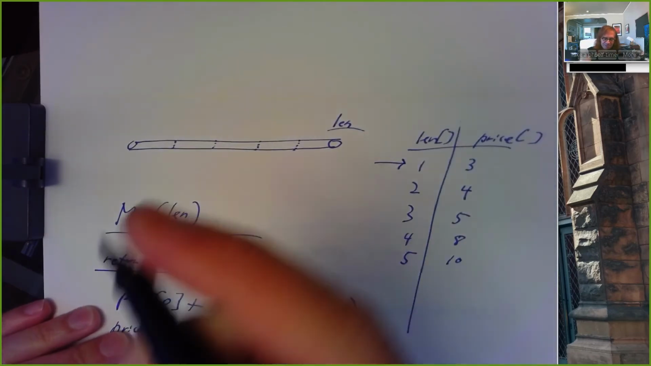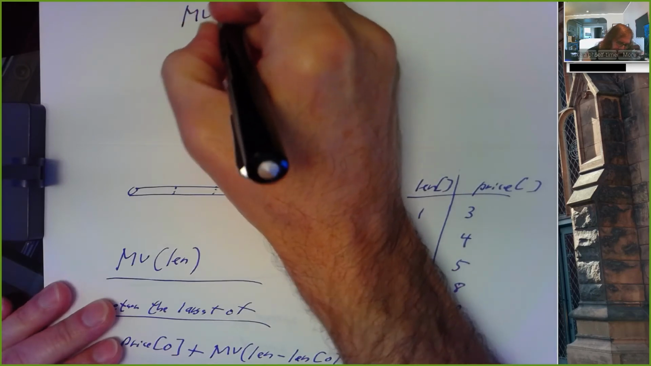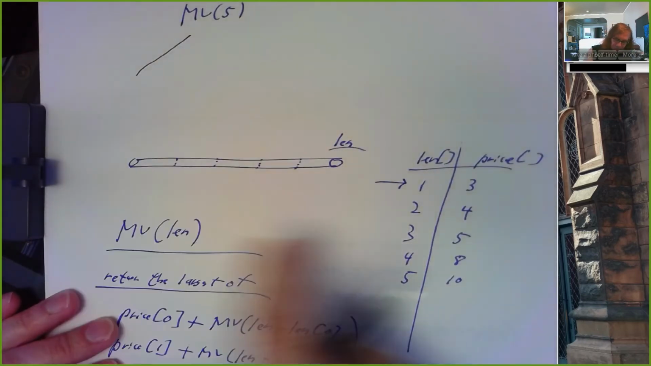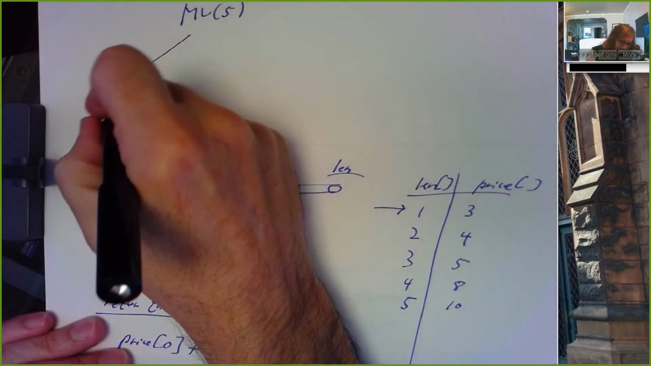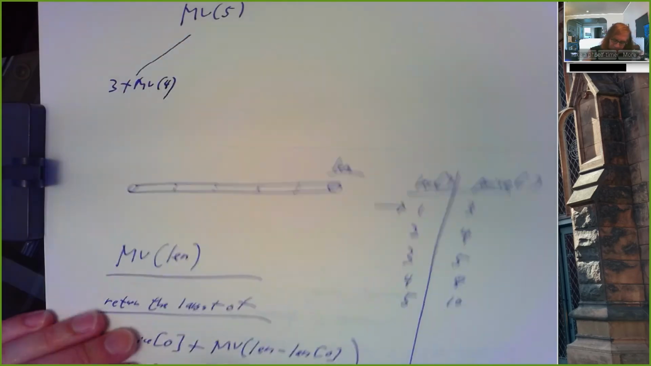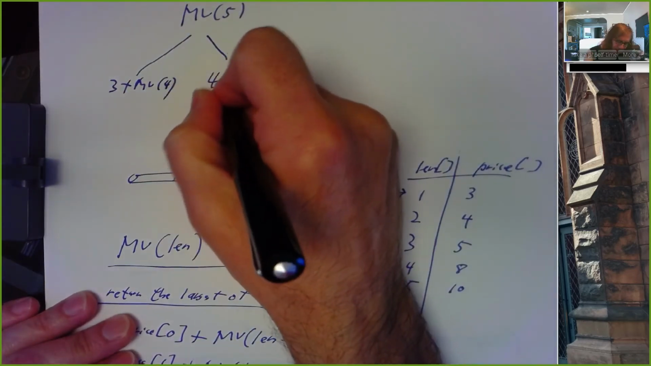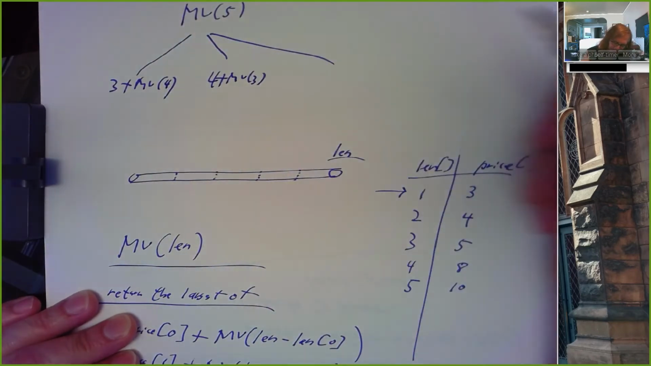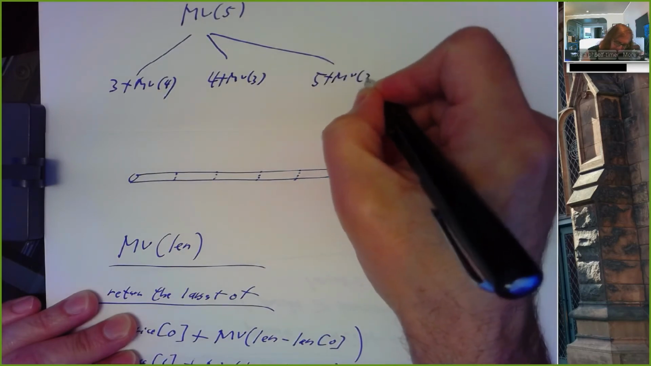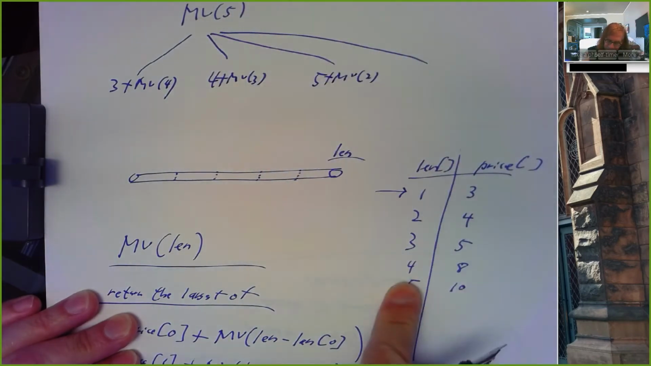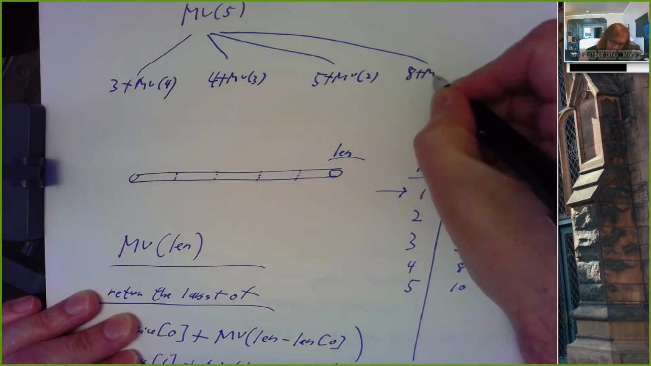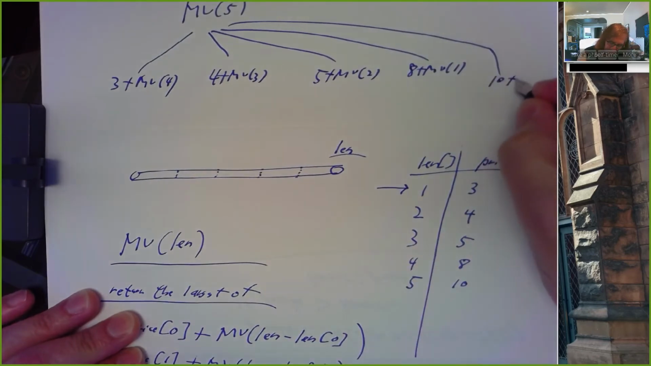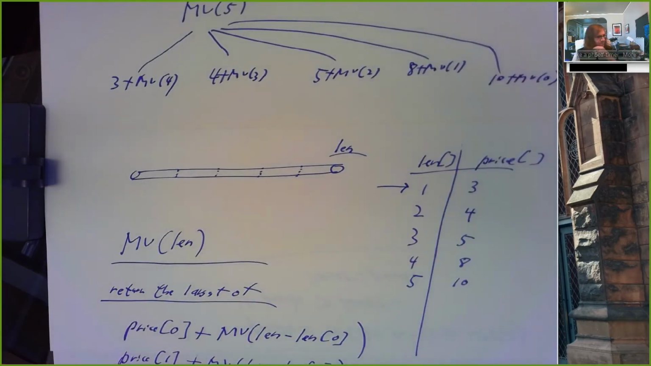And so if we wanted to find max val of 5, what does it look like? Well, we could cut off a rod of length 1, which would be worth $3, plus max val 4. We could cut off a rod of length 2, which is worth $4, plus max val 3. We could cut off a rod of length 3, which is worth $5, plus max val 2. We could cut off a rod of length 4, which is worth $8, plus max val 1. Or we could cut off a rod of length 5, which is worth $10, plus max val of 0.